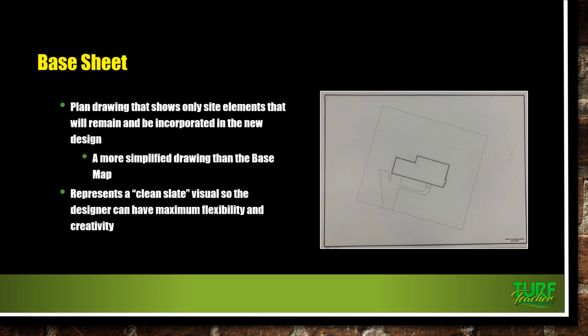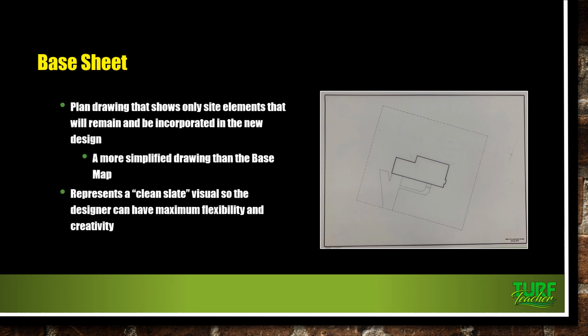Now, here's another base sheet, a plan drawing that shows only site elements that will remain and be incorporated into the new design. It's a more simplified drawing than the base map. Here we have a rental property that my dad's getting ready to sell. We use this at the college multiple times to draw so we can do a landscape design on it. It's a perfect box square, and if you've ever seen my drawing the irrigation plan video, this is the house that we did.